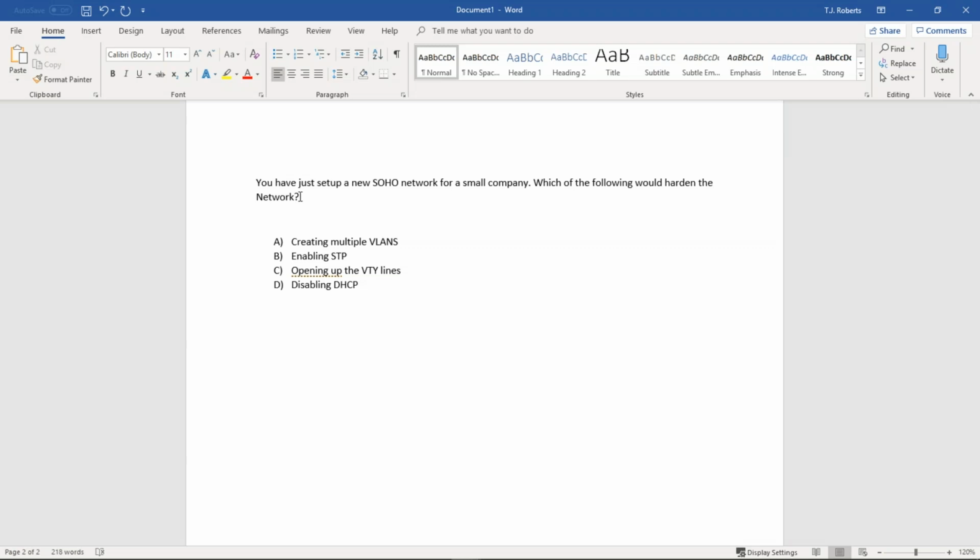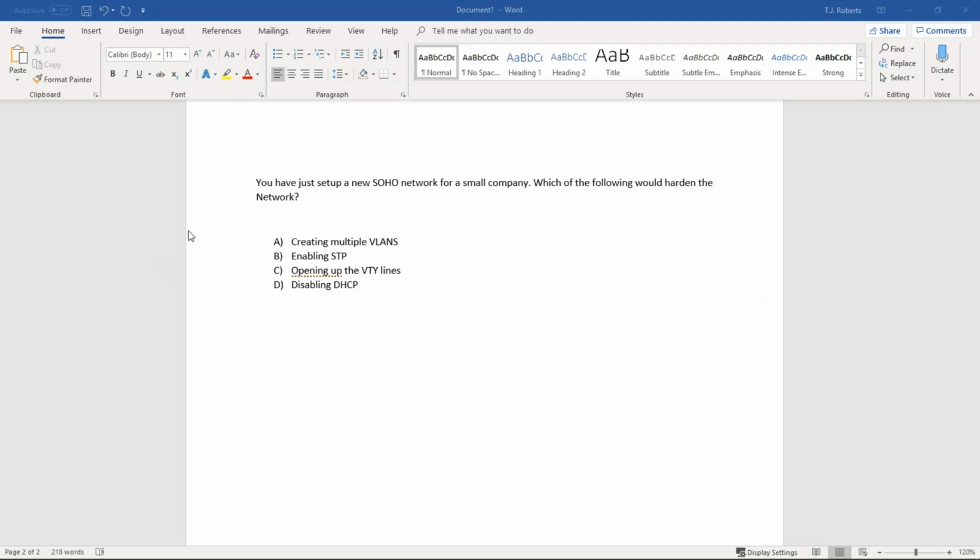Okay, so here we have, you just set up a new SOHO network for a small company. You know, real to the point. Which of the following would harden the network? So basically, we're looking for the one of these that's going to, if you translate this, it just means make the network more secure. Okay.